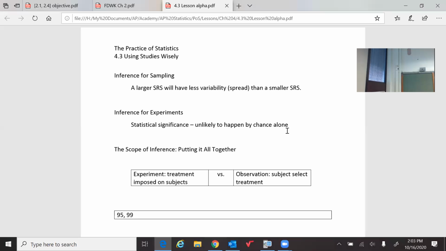So if we're sampling, a larger SRS, the larger the sample, the less variability. So you're going to page 270, and you're just going to read the bottom of 270 where they have that activity. It'll take you 30 seconds. I'm not doing the activity, so just read it.